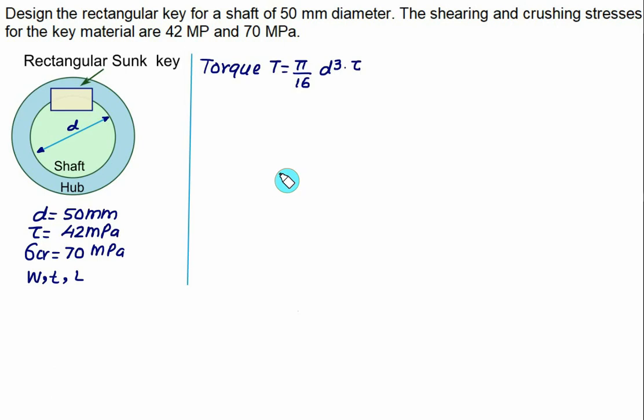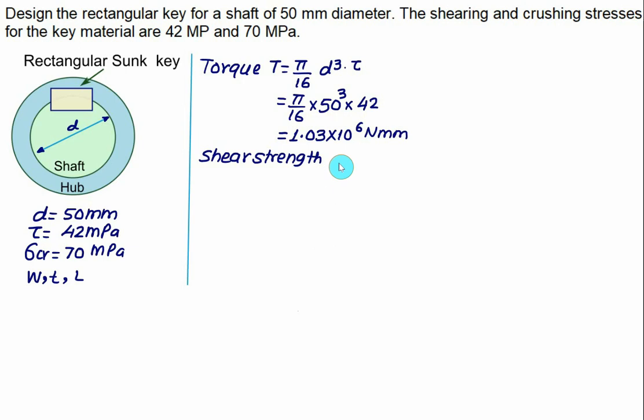The torque transmitted is given as T is equal to pi by 16 into D cube multiplied by tau. So we have pi by 16. Diameter of the shaft is equal to 50, so we have 50 cube multiplied by the shear stress, that equal to 42. This value will come in Newton mm and is close to 1.03 into 10 to the power 6 Newton mm.